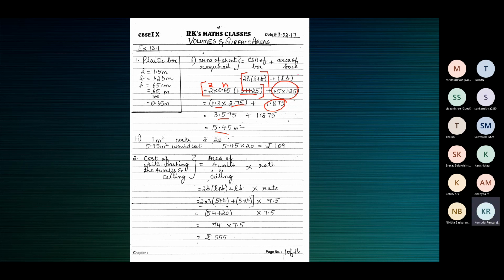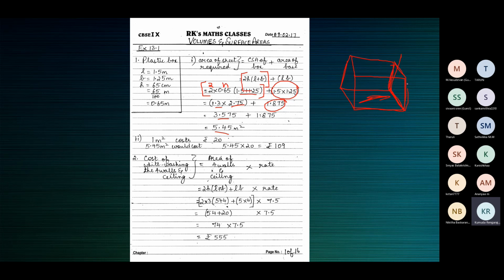Now, why is the area of the base L into B? Base, you understand. I'm not very good at drawing, I'll just try my best. So area of the bottom. This is the bottom. Area of this bottom face will be L into B. Area of the side face will be breadth into height.